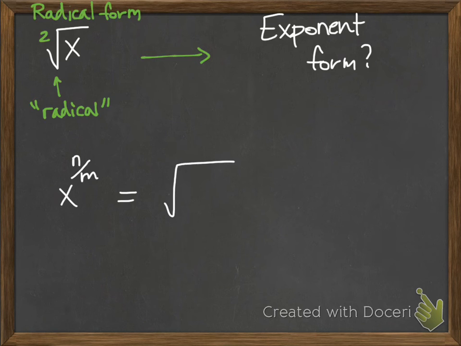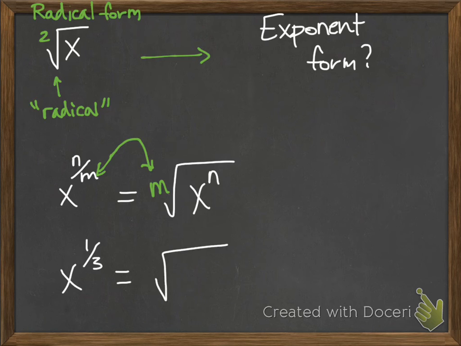What happens is whatever's in the bottom of the fraction comes over here and goes to your root. Whatever's in the top of the fraction stays with the x, and that goes inside. So x to the n over m is the same thing as the m root of x to the n. So if you have x to the 1/3, this is the same thing. So x to the 1 goes inside, and we don't need to write that 1. The 3 is in the bottom of the fraction, so that goes right here.